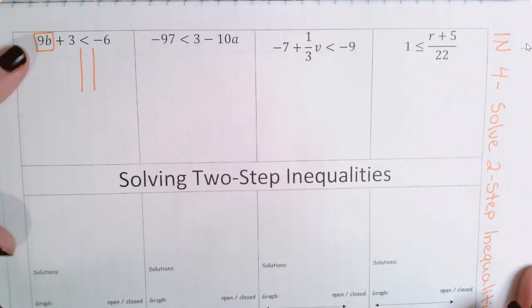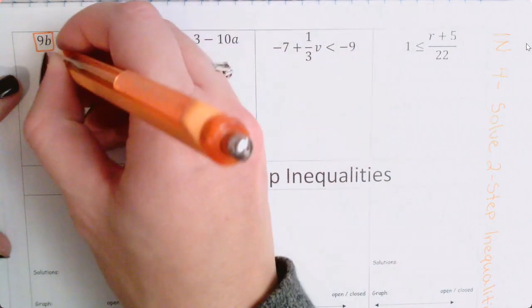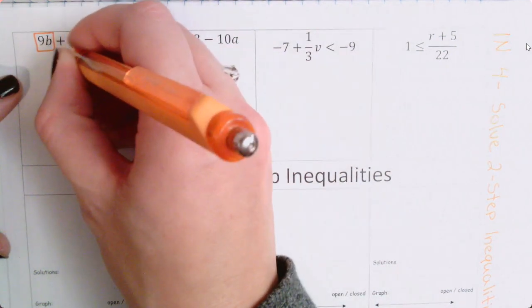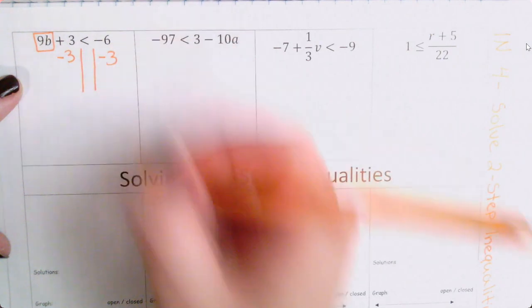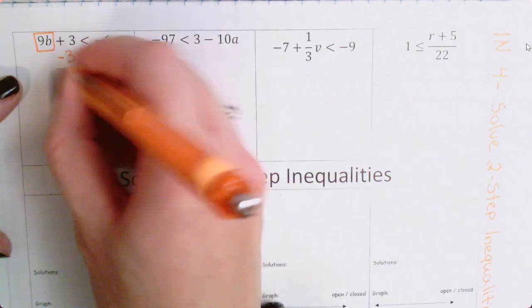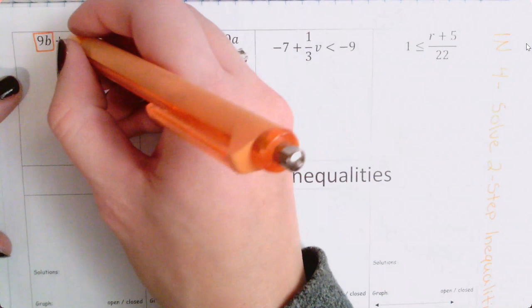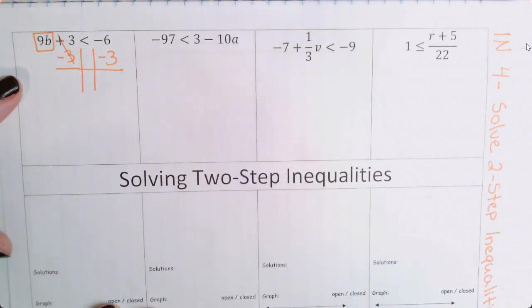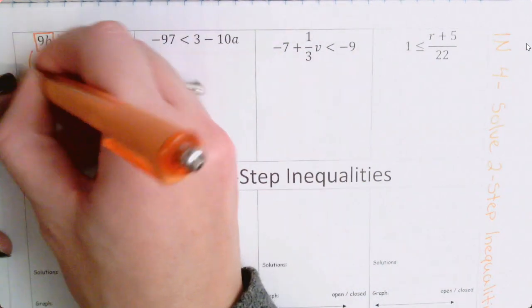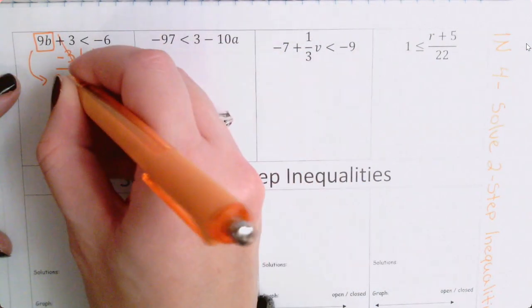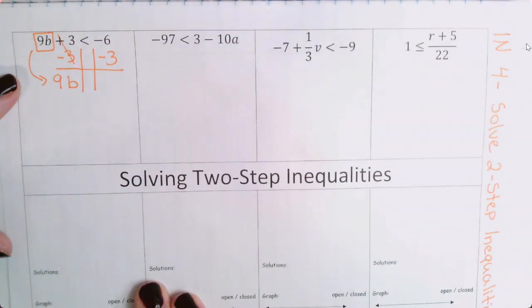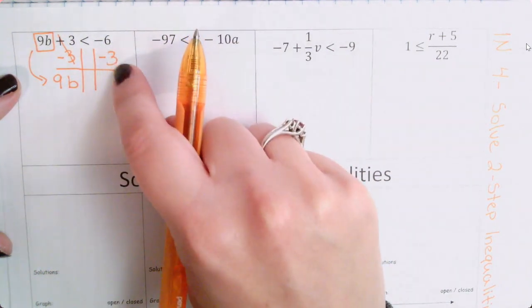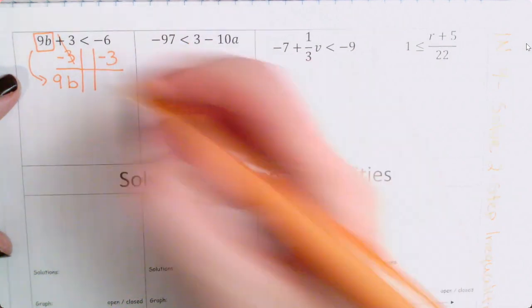So I want to get rid of whatever is on the same side of the inequality as my variable that's not boxed in. So I want to get rid of the plus 3. So I'm going to subtract 3 and I'm going to do it on the other side as well. The plus 3 and minus 3 would end up canceling. So I would carry down the 9b to the next line, and -6 minus 3 would give me -9.